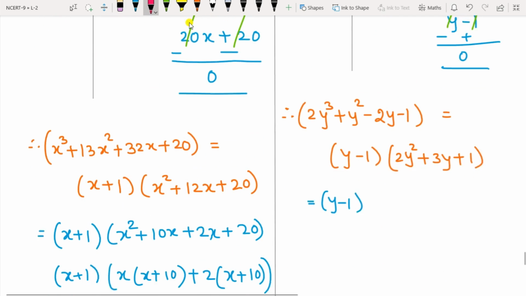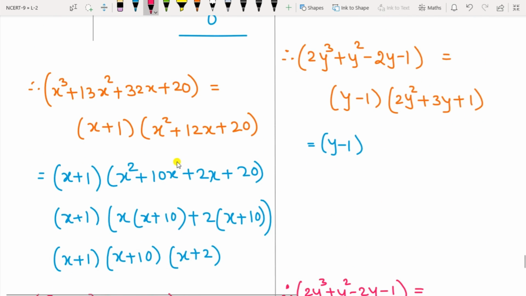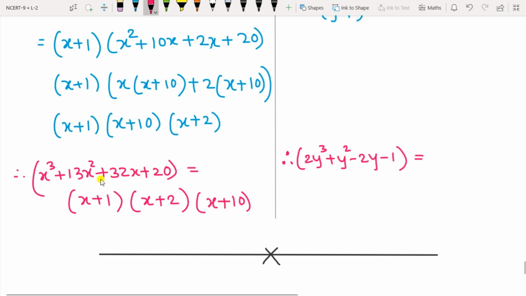Now it is a quadratic equation. Therefore solve it by splitting method and you get these two factors, x plus 10 and x plus 2. So these are the three factors of this polynomial.